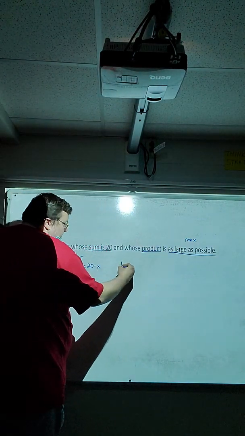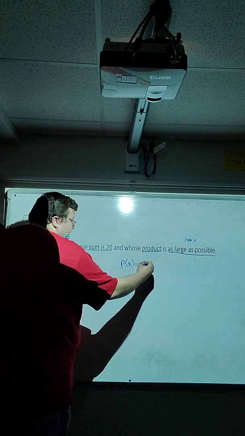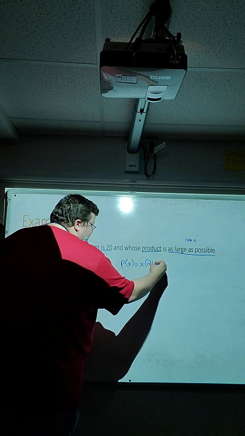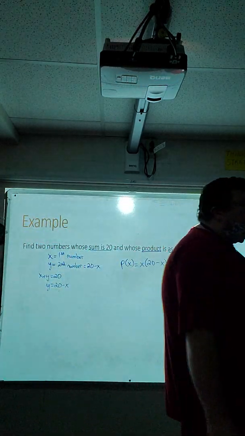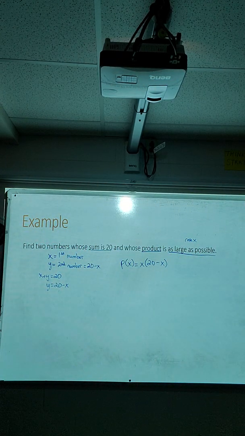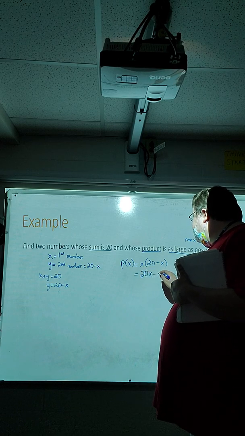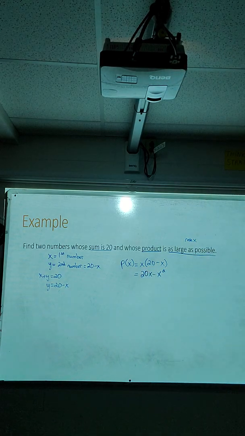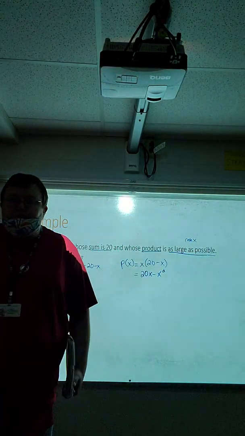So our function, we'll call it P of x, the product function, we're going to multiply our numbers together, x and 20 minus x. Now, I used x and 20 minus x because I want it all in one variable. So that is our product function that we're trying to maximize. We'll simplify that and we'll get 20x minus x squared. And that's our function.